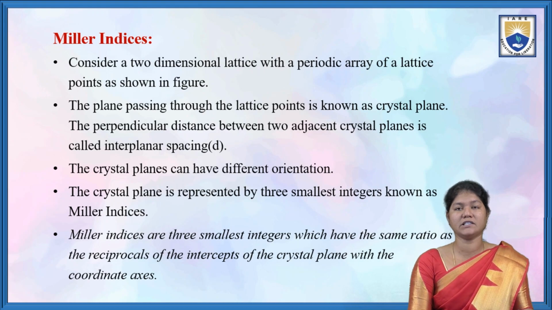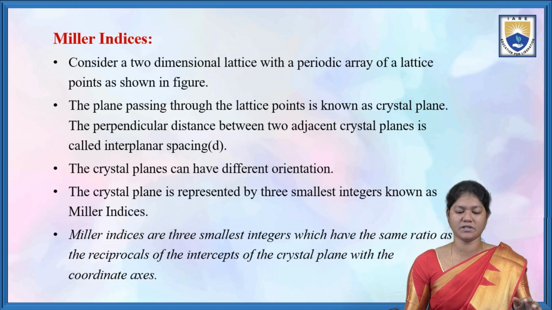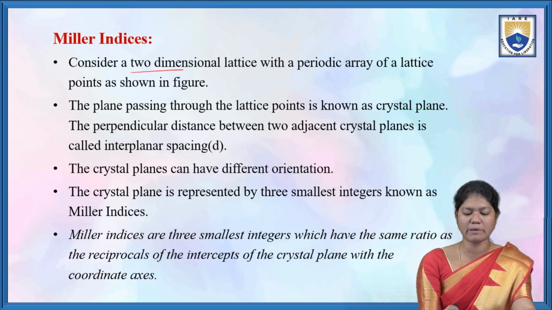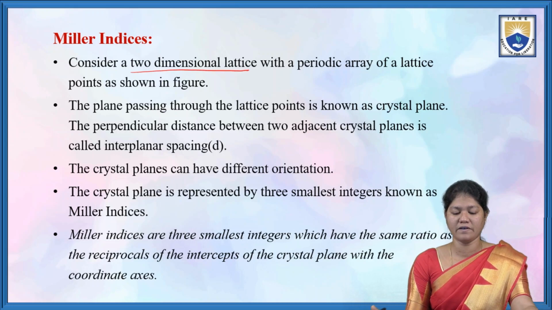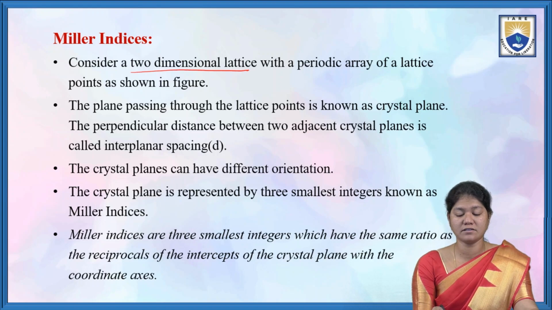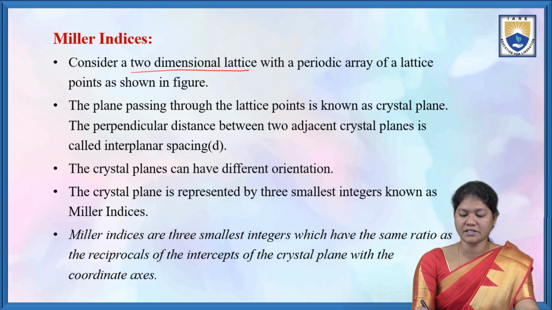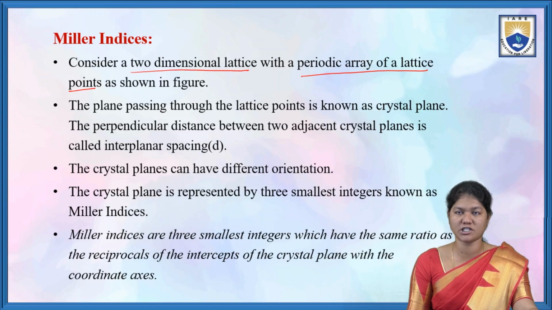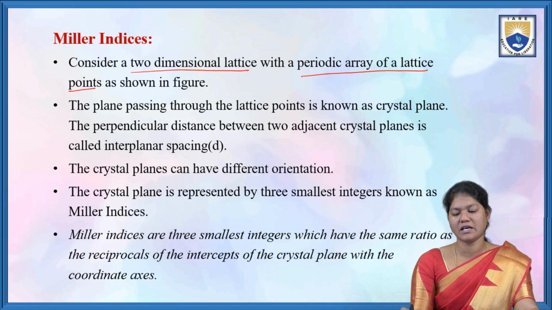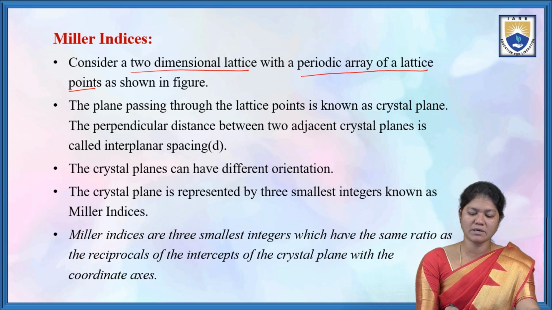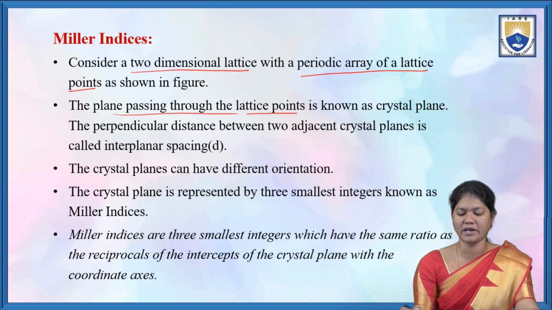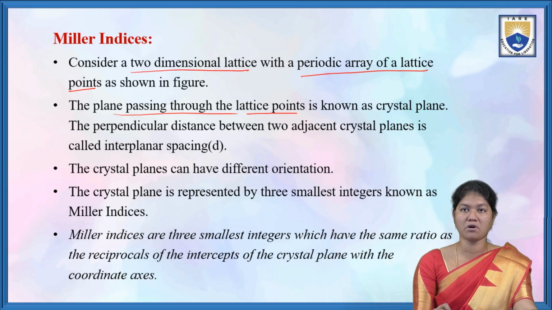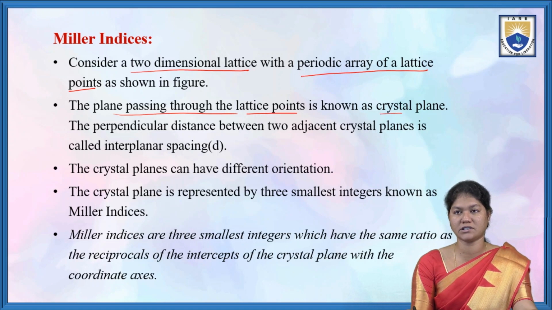Now we shall see the Miller indices. Here we are considering a two-dimensional lattice with a periodic array of lattice points. The plane passing through the lattice points is known as a crystal plane, as we have seen before.